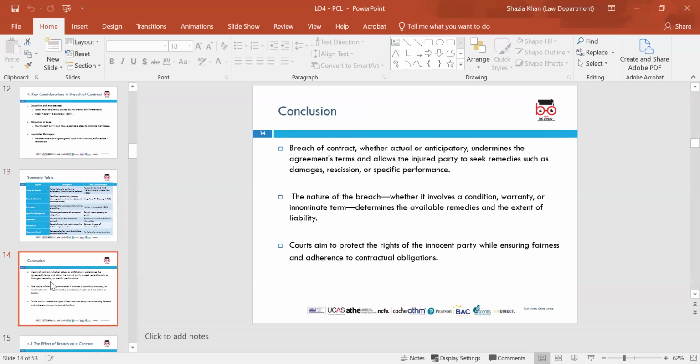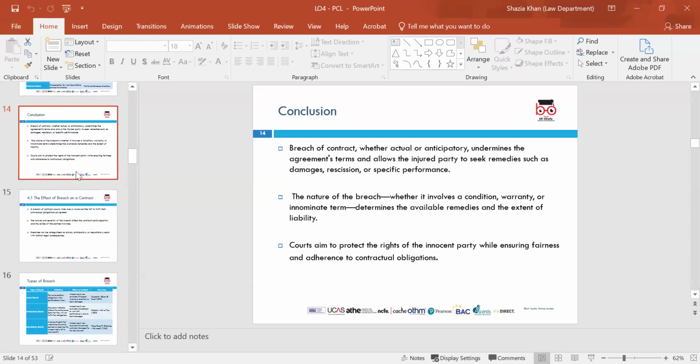Breach of contract, where an actual or anticipatory breach undermines the agreement's terms, allows the party to seek some sort of remedy. So the court is there to help the individual party seek some form of remedy. Whether it's a condition, warranty, or innominate term, it determines the breach and remedies available. Courts have the right to protect the rights of an innocent party while ensuring fairness and adherence to contractual obligations. The court is there to protect individual rights and make sure that each individual has performed their duty as they should.